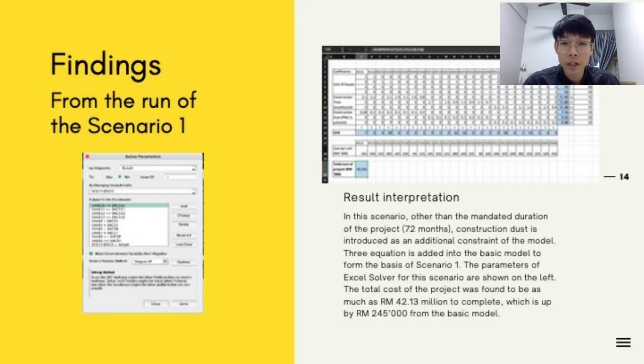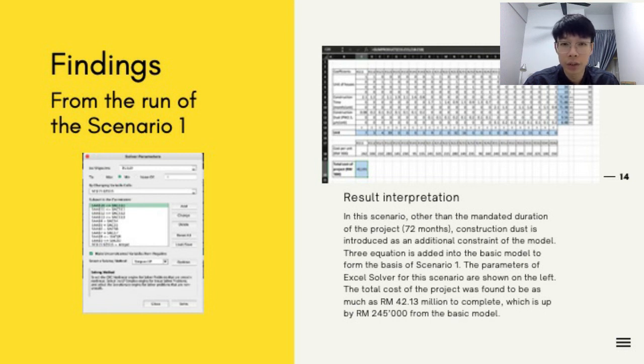Next, in the findings of the basic model, only construction time is taken into account. However, in real-world application, there should be other factors that are equally as important, as the predefined constraints suggest. Dust pollution as a constraint is appended in order to force contractors to comply with the pollution policy. In this model, the total construction dust produced by each contractor should not exceed 10 throughout the entire construction of the project. Likewise, Microsoft Excel will be used to run the model analysis.